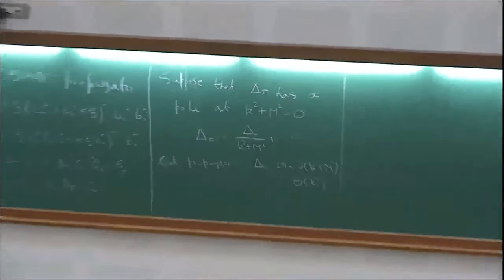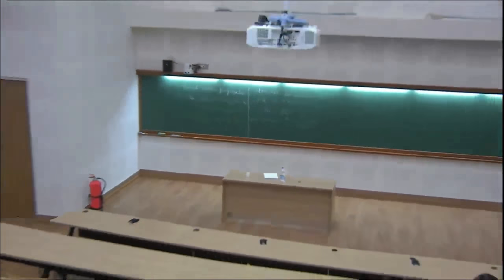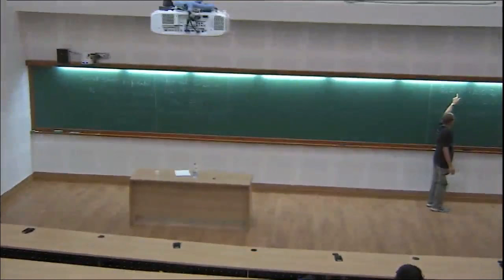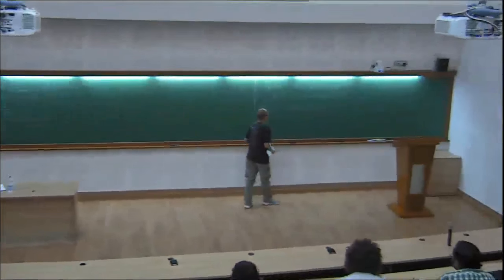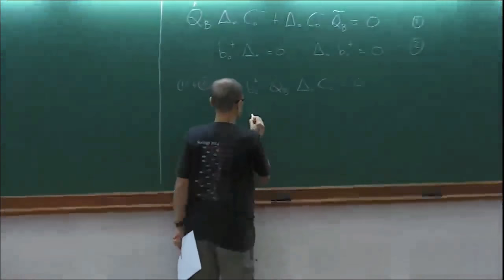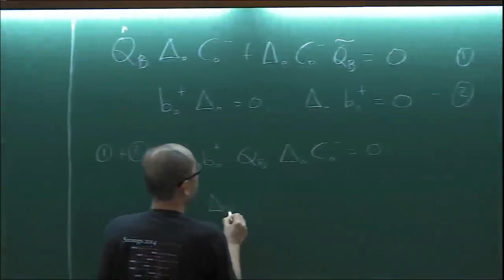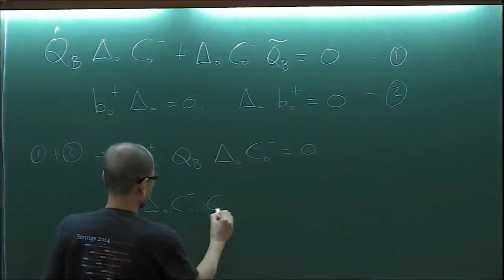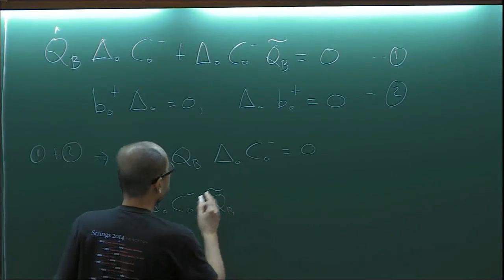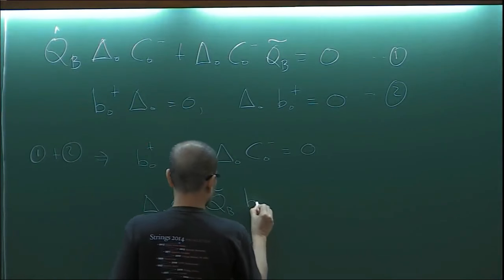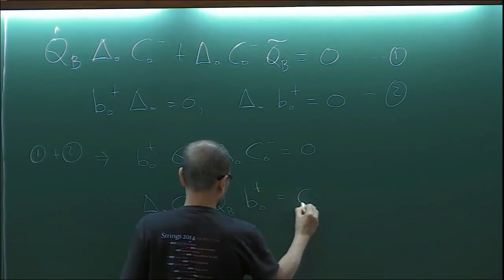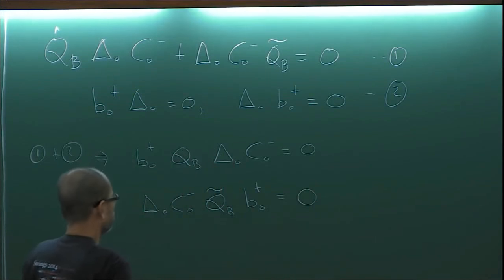Okay. We see that this will go away because B naught plus of course anti-commutes with C naught minus, so you'll get delta naught B naught plus which is 0. And so we'll get a relation like delta naught C naught minus Q B tilde B naught plus is equal to 0. Okay, so all of these relations will be made use of.